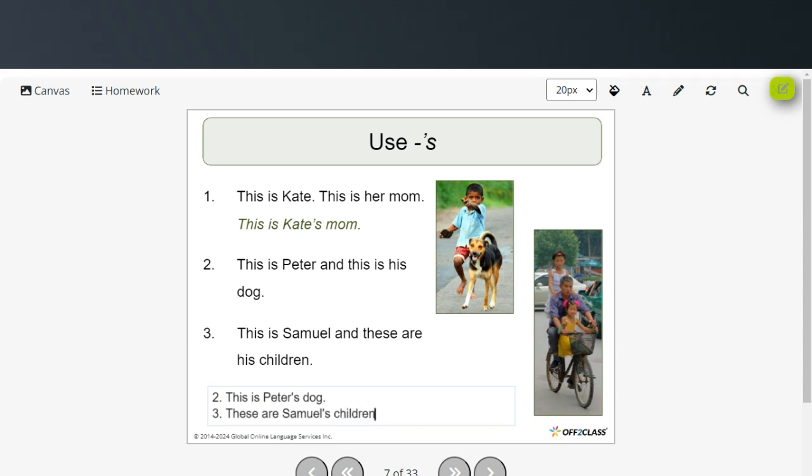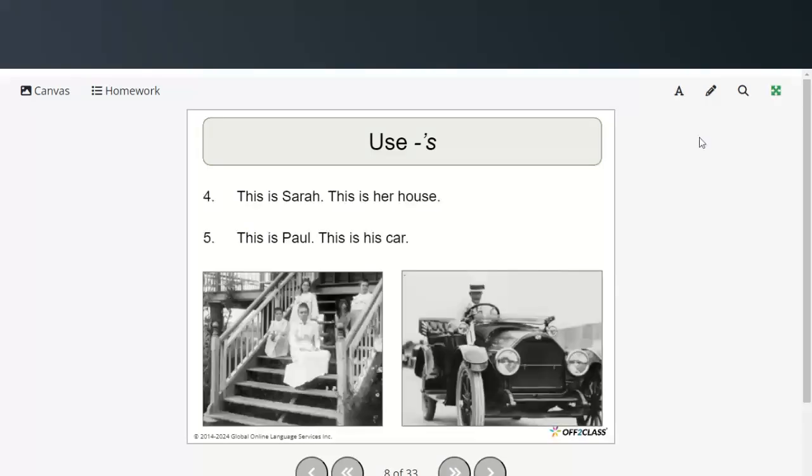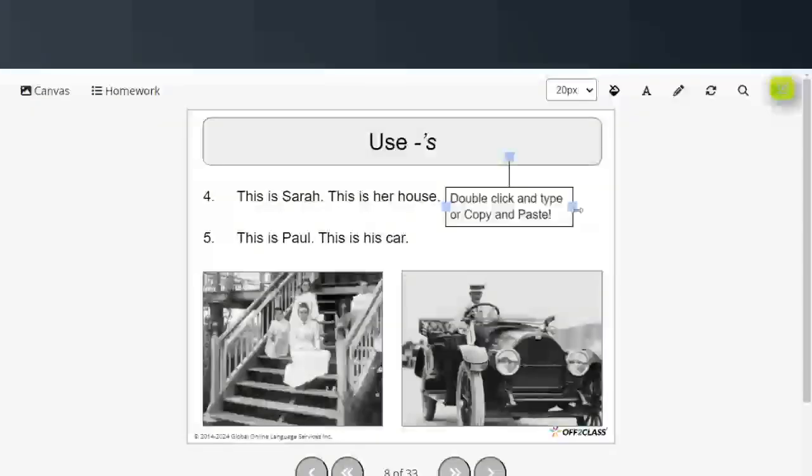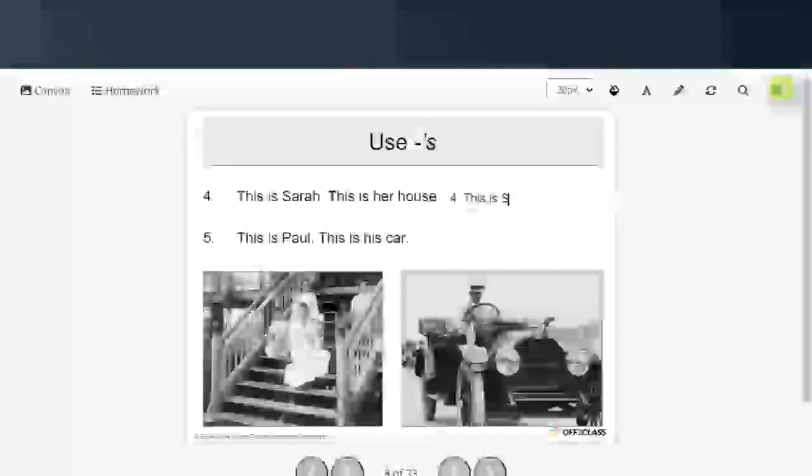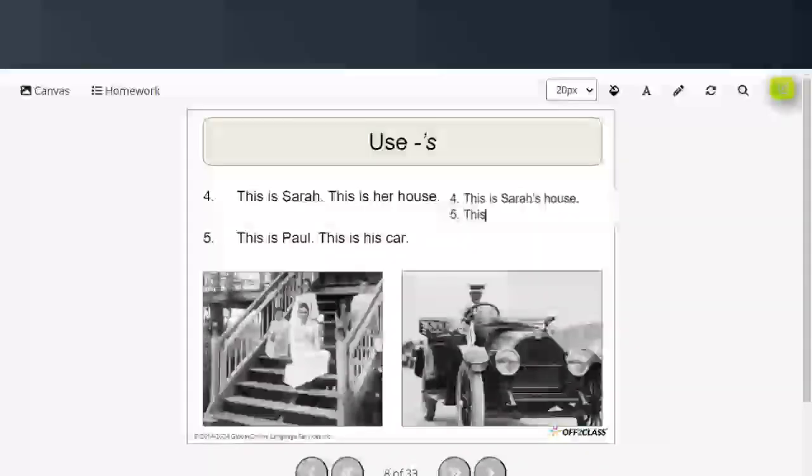We have a few more. This is Sarah, this is her house, this is Sarah's house, and this is Paul, this is his car, this is Paul's car.